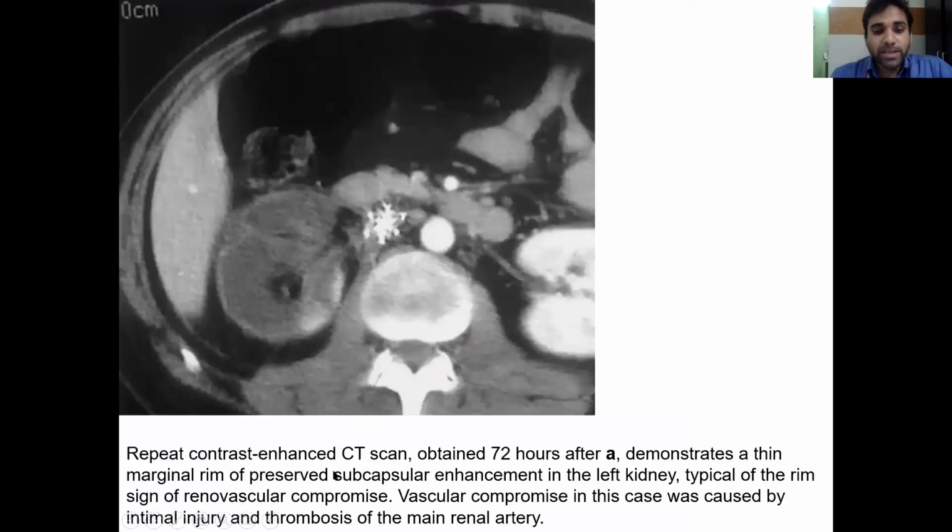A repeat contrast-enhanced CT scan obtained 72 hours after A demonstrates a thin marginal rim of preserved subcapsular enhancement in the left kidney, typical of the rim sign of renovascular compromise. Vascular compromise in this case was caused by intimal injury and thrombosis of the main renal artery.